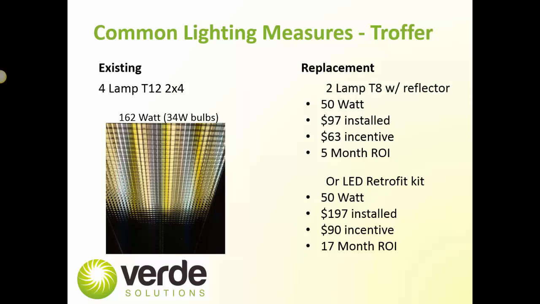And so some typical retrofits that we would do for this situation would be a 2 lamp T8 with a reflector. We'd be switching from 4 lamps, 4 tubes, to 2 tubes, and then we put a reflector behind it, so all that light that's going up and just being wasted is reflected down.